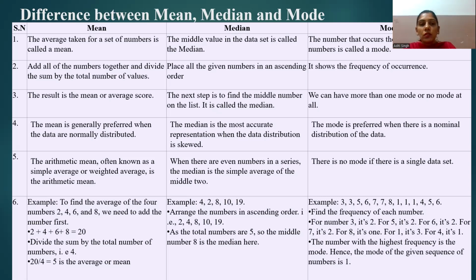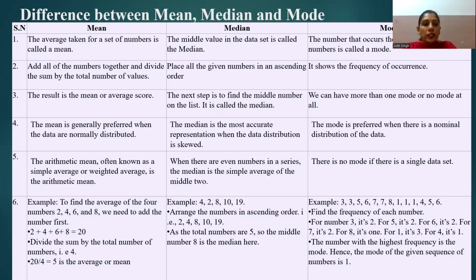In mean and median, there will be a single value when calculating the average of a series, or the median or mid value of a series. But while calculating mode, the value of mode can be 1, 2, 3, or it can be 0. Or rather, not 0, but you can say that there will be no value of mode.